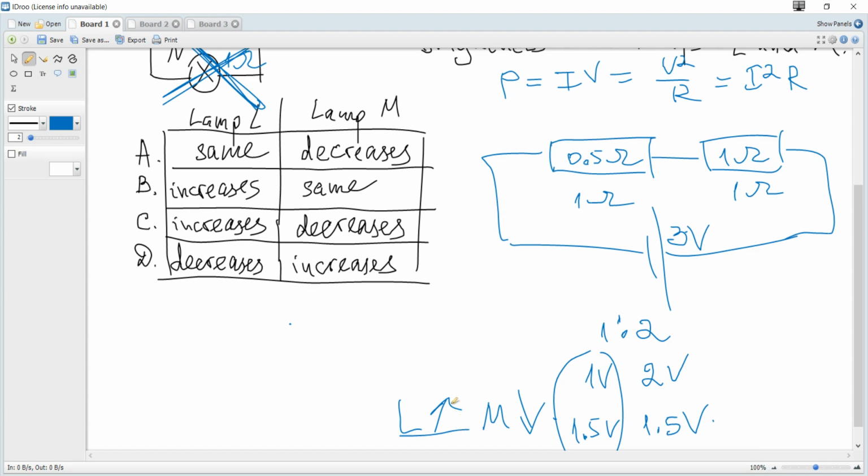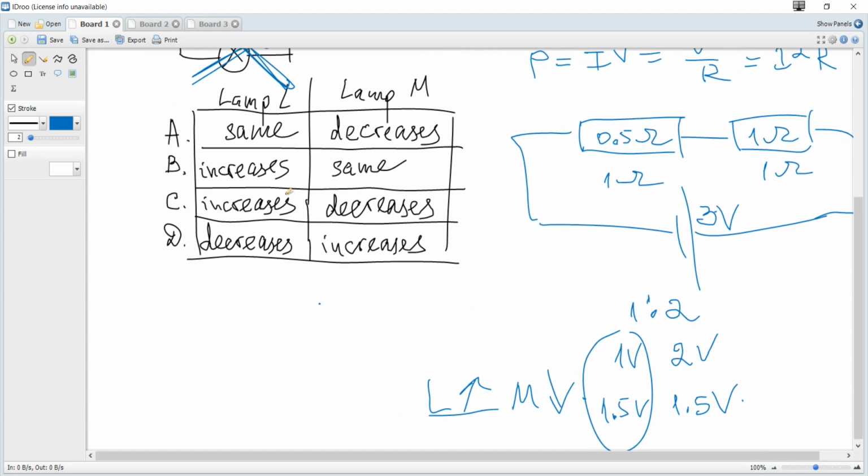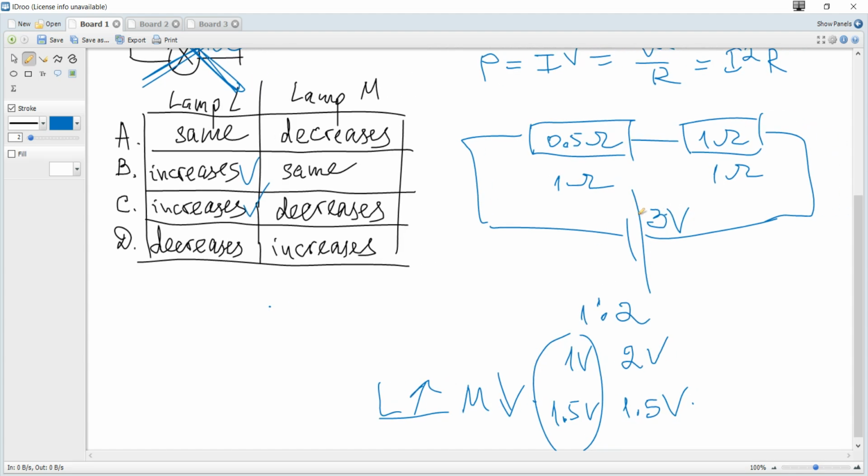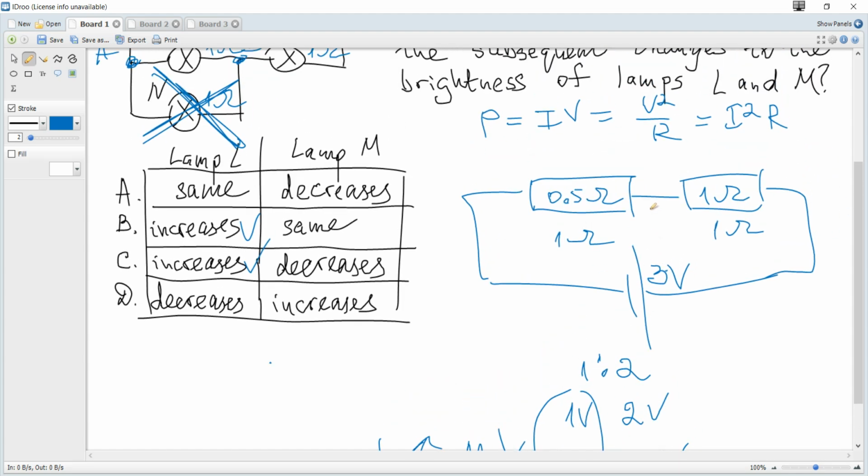So power of L increases, hence brightness increases, and power of M decreases, so brightness of M also decreases.